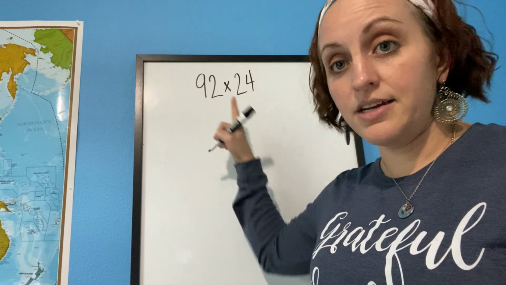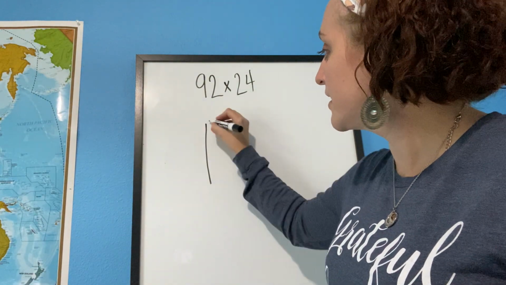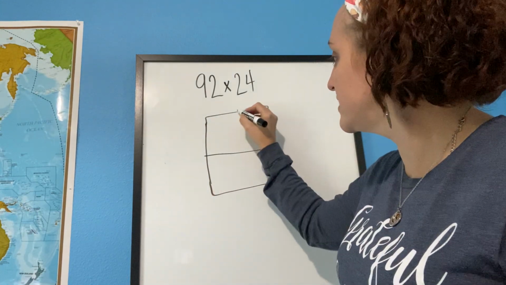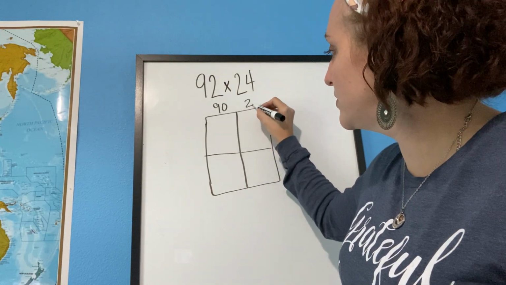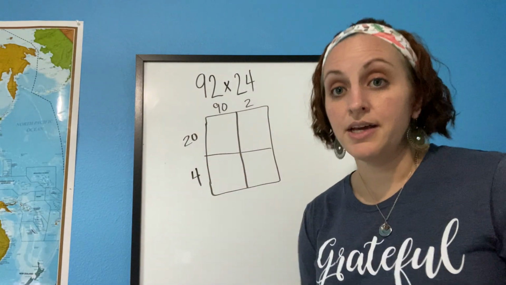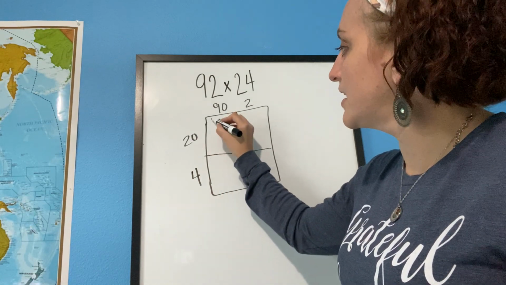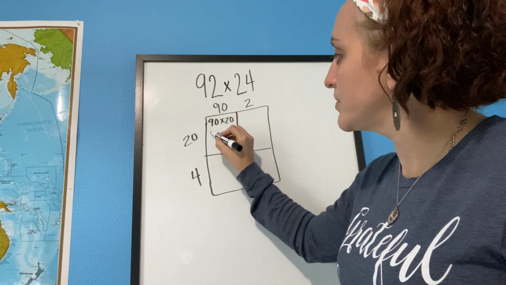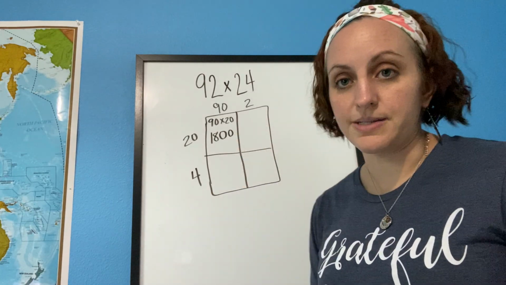Okay, again, I have 2-digit number times 2-digit number. So I'm gonna draw a box. I'm gonna split it across 2 ways and down 2 ways, and I say my numbers, 92 and 24. Next step, multiply what's on the top by what's on the side. 90 times 20. 9 times 2 equals 18. I have 2 zeros, so I write 2 zeros.